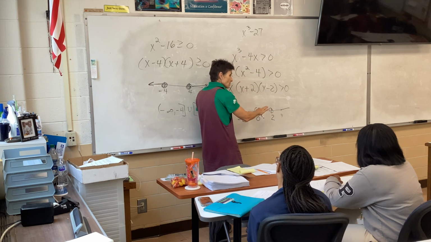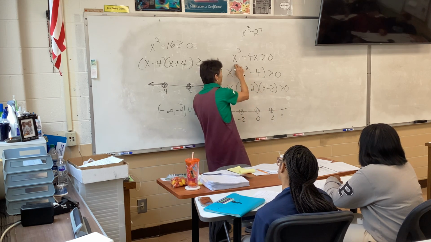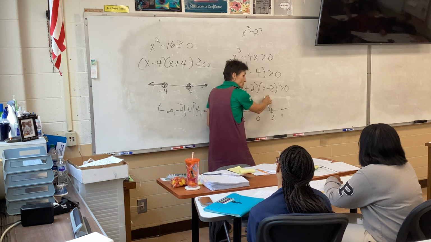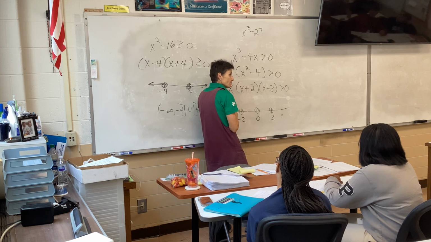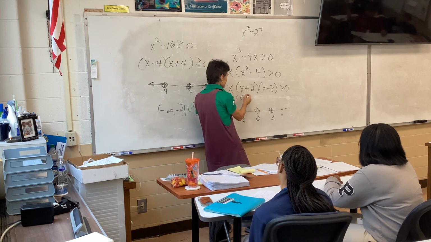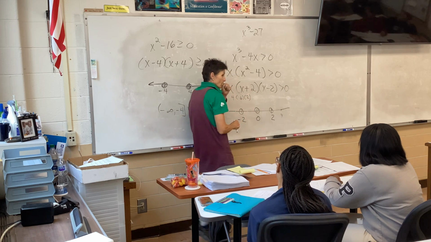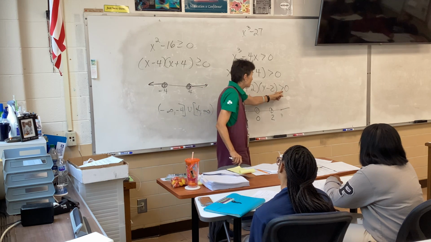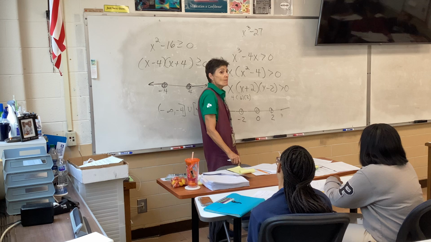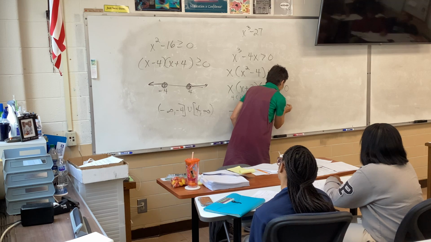4 is not part of the answer, 4 is just the number I'm checking. So I'm gonna come back to my problem, and either up here or in the factors, wherever it's easier for you, let x be 4 and see what happens. So if I put it in my factors, I have 4 times 6 times 2. 4, 4 plus 2, 4 minus 2. That makes 48. Is 48 bigger than 0? That means that that section of the number line is going to get shaded.